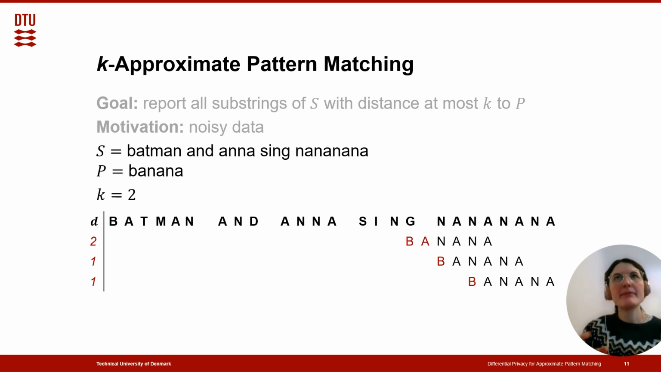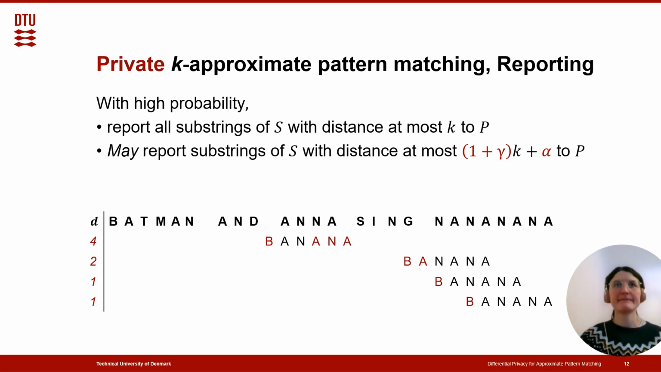So this problem allows some noise on the matching. However, the noise here is deterministic. So I want to report all occurrences with distance exactly at most k, so exactly k or lower. However, to be able to study this problem in differential privacy, we need to allow some random slack. So we define a version of the problem with a slightly weaker accuracy guarantee, which we then want to study under differential privacy.